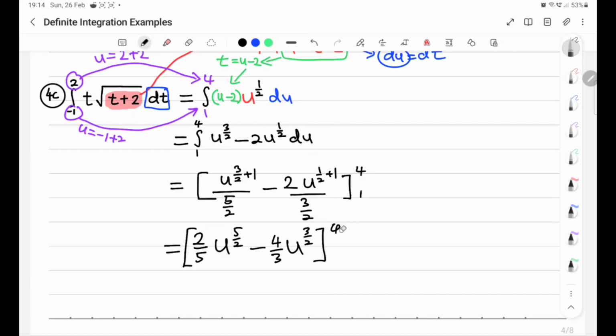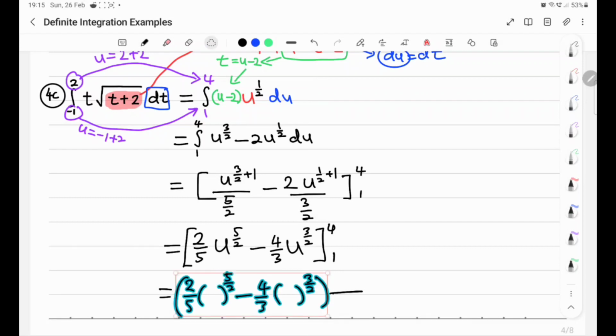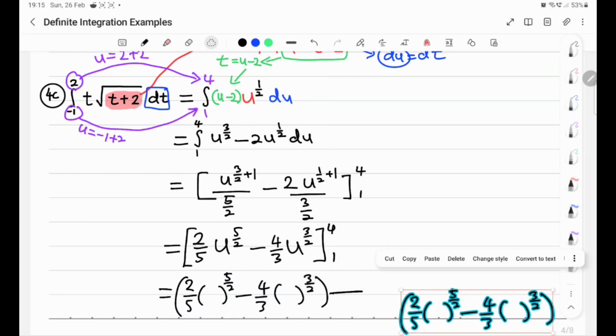Then what is the next step? The next step is to substitute these 4 and 1 inside. No need to substitute back with this u up there, the red one, because we already changed the limit into u. So 2 over 5 empty bracket power 5 over 2 minus 4 over 3 empty bracket power 3 over 2 minus, put them in big brackets, and then I'm going to select everything to copy, and then put them over here.